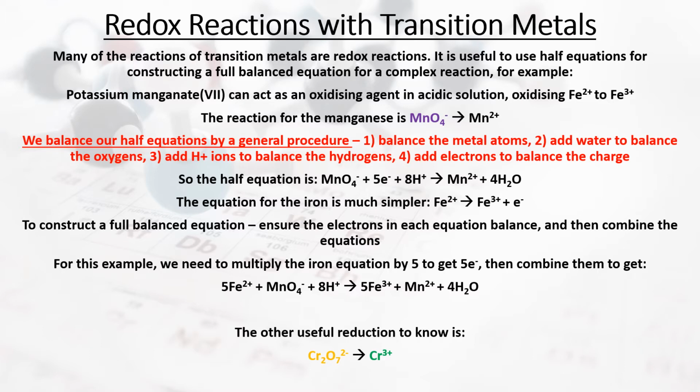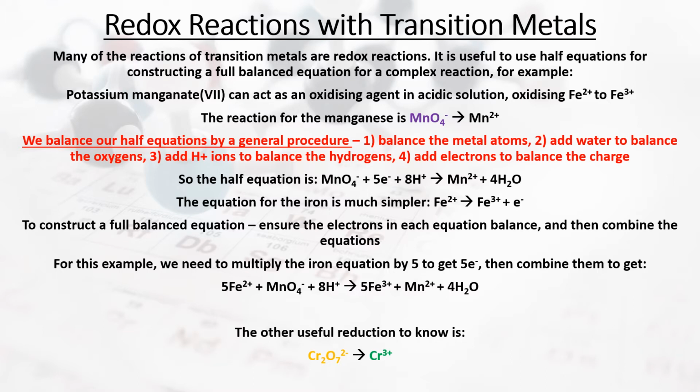The second thing we have to do is add water to balance the oxygens. Now, if there's no oxygens present, you skip this step. However, we have MnO4-, so we have 4 oxygens on the left-hand side, none on the right. So we have to add 4 water molecules to balance those oxygens. So 4 H2O would go on the right-hand side. Then, if you have any hydrogens present, which we do now because we've added water, we have to add H+ ions. This is normally why we do these in acidic solution.